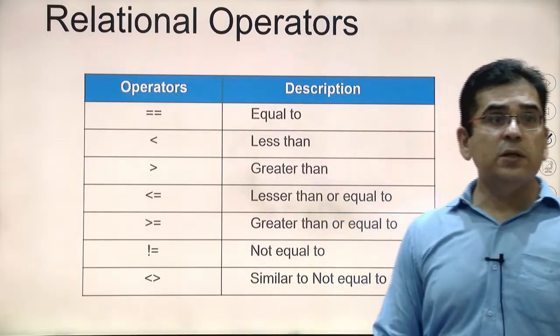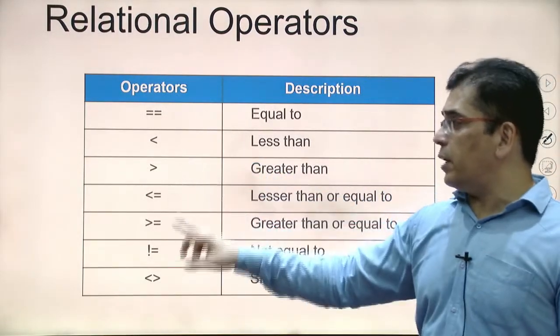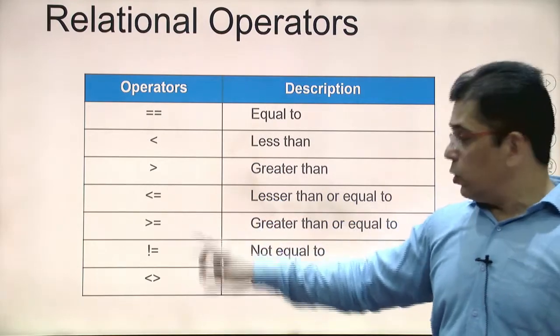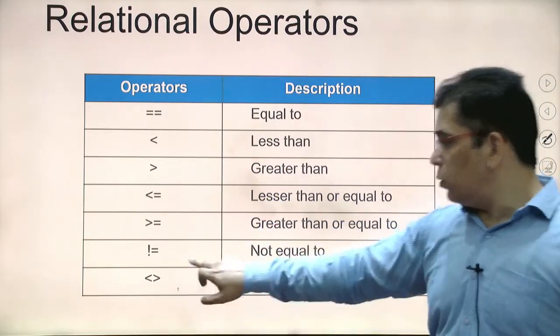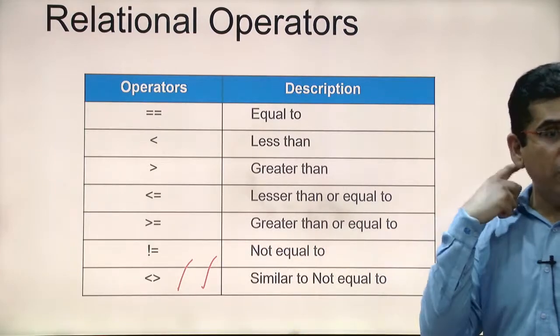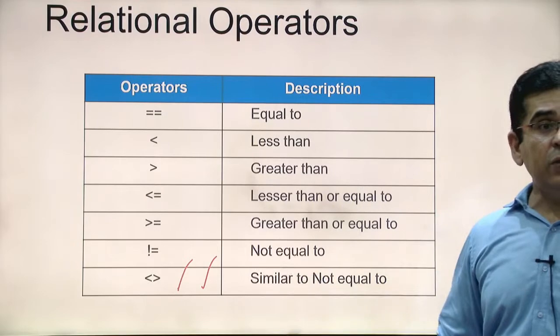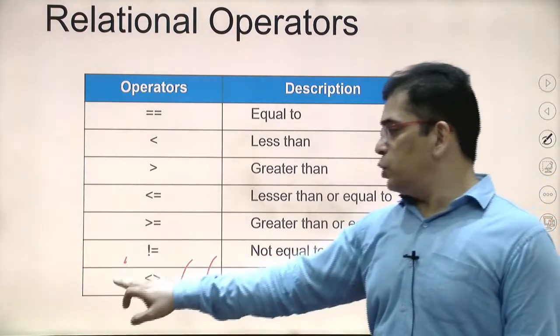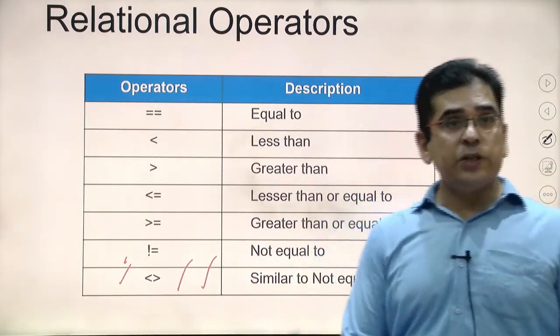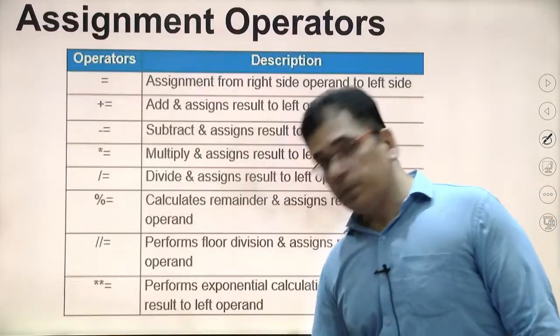Relational operators are equal to, less than, greater than, less than equal to, greater than equal to, not equal to, and similar to not equal to. You will find a few unique operators in every category here. So not equal to and similar to not equal to are represented by these two symbols. These are the relational operators in Python.